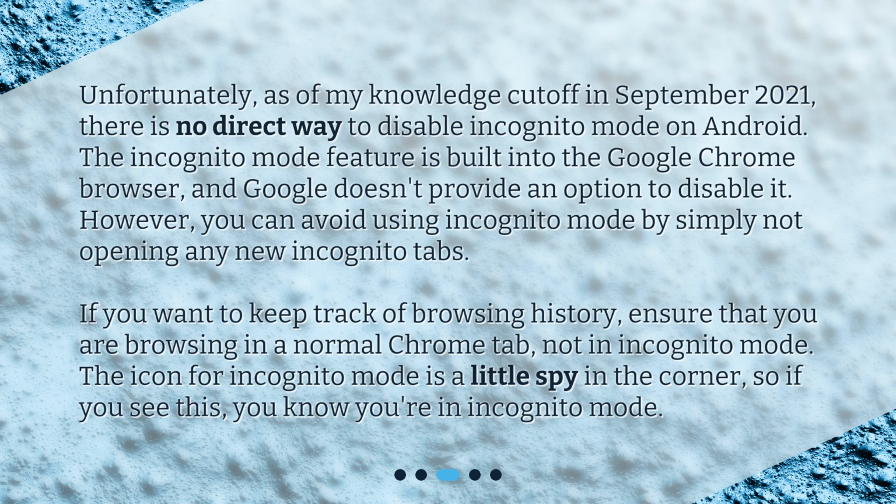If you want to keep track of browsing history, ensure that you are browsing in a normal Chrome tab, not in Incognito Mode. The icon for Incognito Mode is a little spy in the corner, so if you see this, you know you're in Incognito Mode.